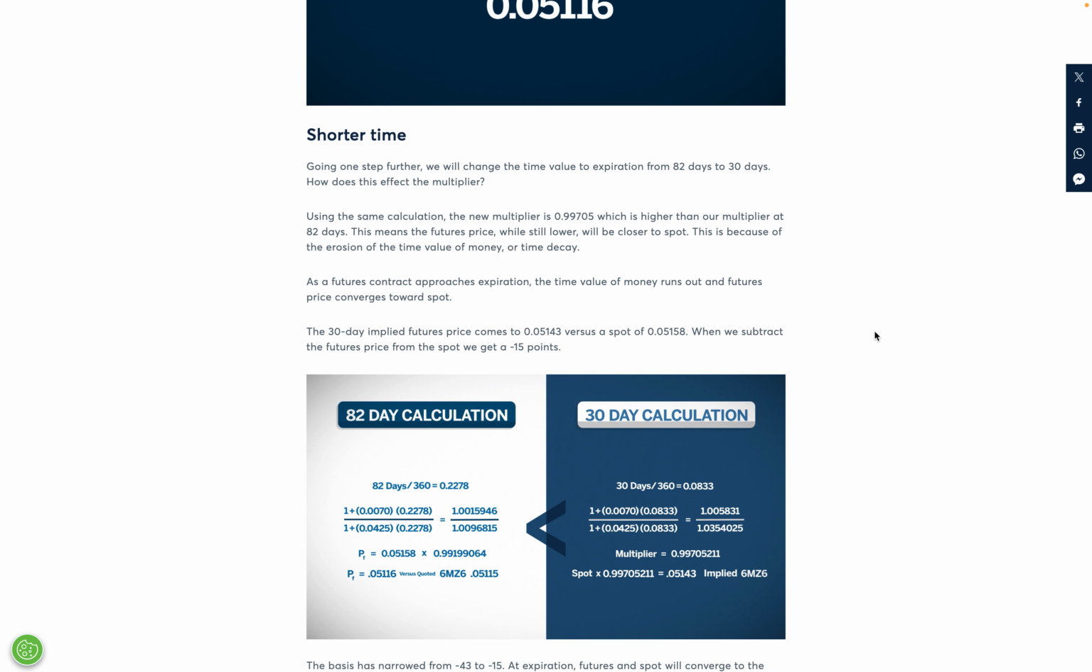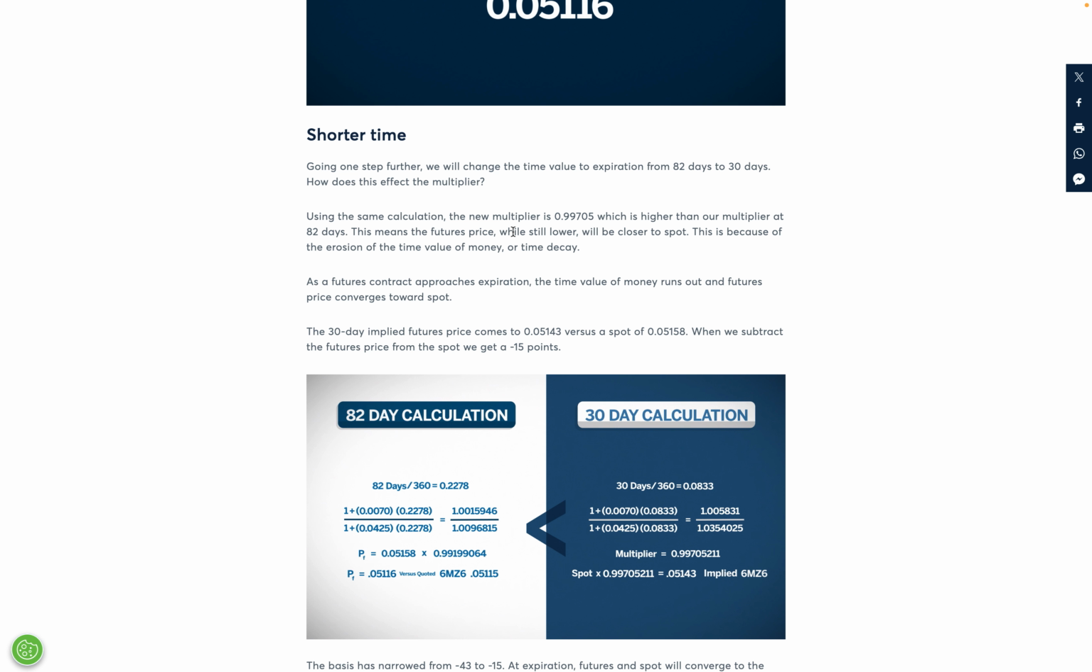Going one step further, we will change the time value to expiration from 82 days to 30 days. How will this affect the multiplier? The multiplier will begin becoming shorter, the basis number will become smaller. Using the same calculation, the new multiplier is 0.99705, which is greater than our multiplier at 82 days.